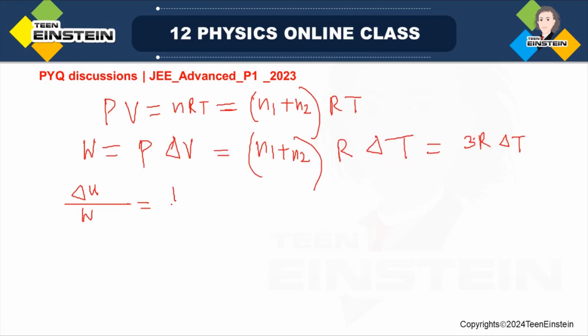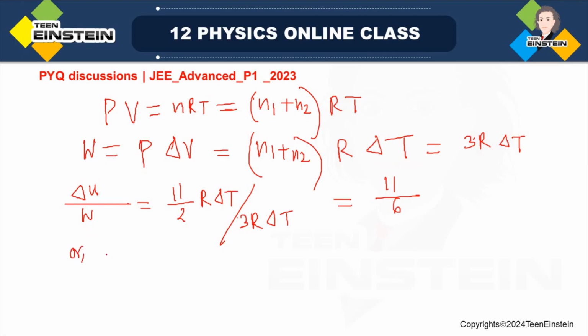So what we have calculated? 11 by 2 R delta T, that is delta U, divided by work done. Here we have got 3R delta T. Okay, so this delta T will cancel each other from numerator and denominator, and as a whole you get this. So R also will cancel out each other. So see, change in internal energy divided by work done is this much.